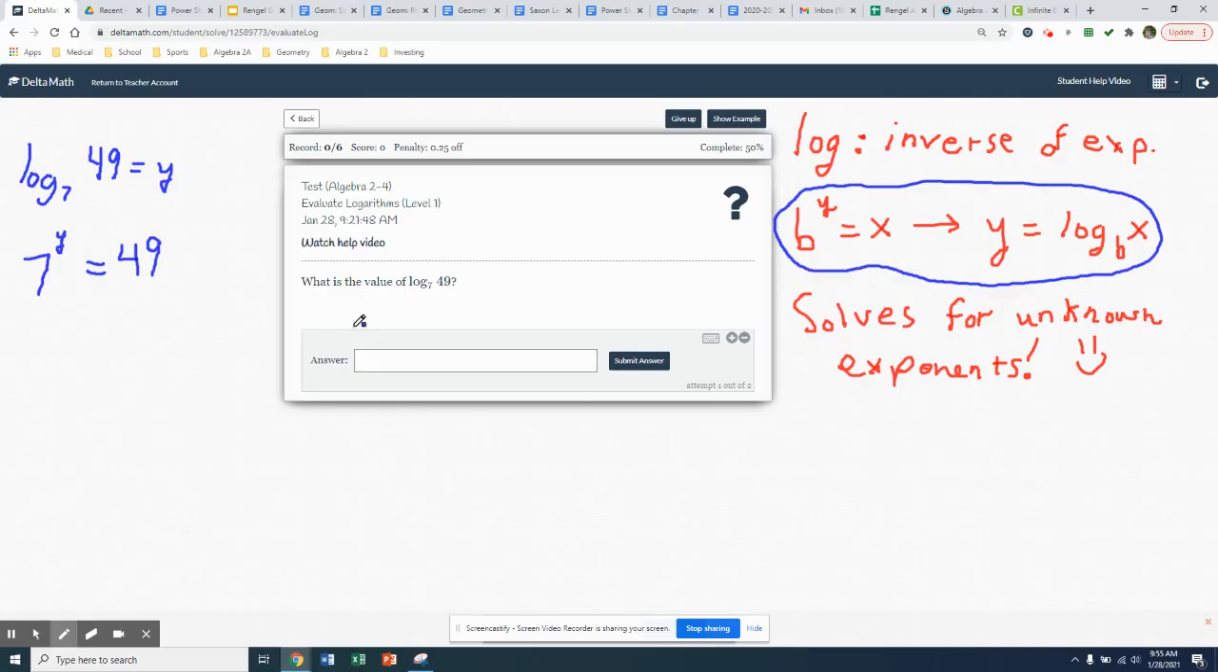So really, log base 7 of 49, here's what you're asking it. What power do I need to raise 7 to get to 49? And you would say what? What do I need to raise 7 to get to 49?